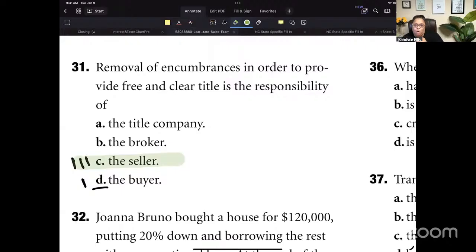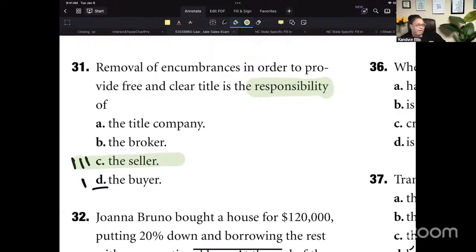C. Why? Because basically the seller is saying, hey, I'm going to give you free and clear title. So if it's not clear title, as the seller, I need to clear it before I give it to you. You want clear title, so it's my job to make sure it is cleared. It's my responsibility as the seller. However, I might have to hire an attorney or a title company to help me get it cleared. So, yes, our answer is C.